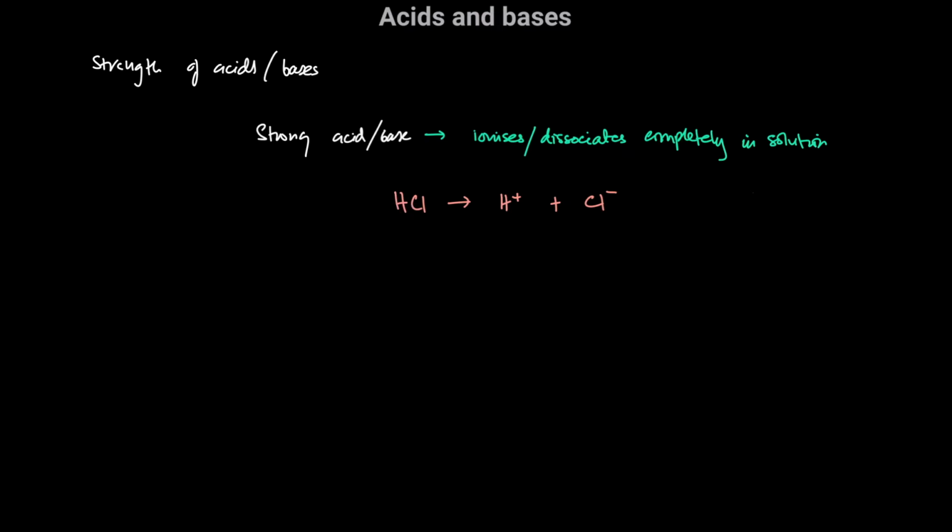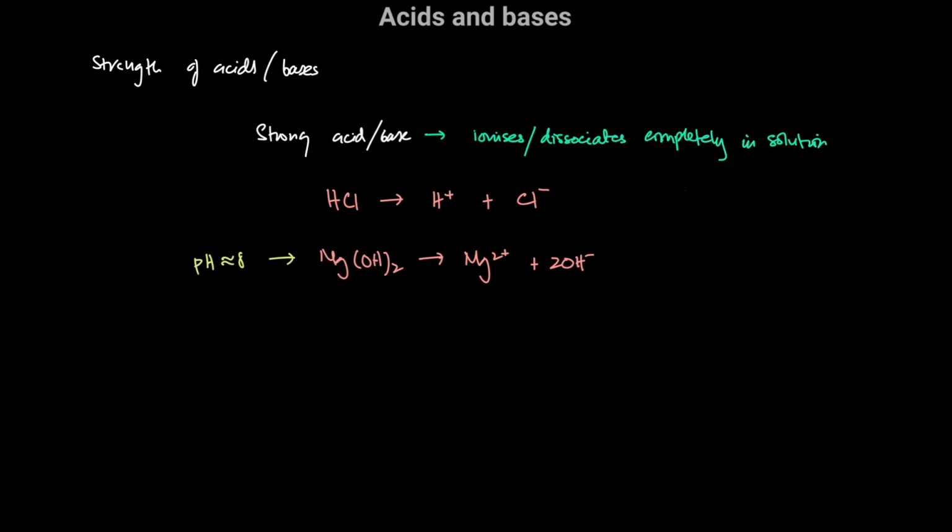Now consider the example of something like magnesium hydroxide. Magnesium hydroxide is considered a strong base. It ionizes completely in solution to form magnesium ions and hydroxide ions. However, the pH for this solution is roughly 8. That's a very low pH for a strong base. Why is that the case? This pH is affected by the solubility. Magnesium hydroxide is not very soluble in water. That does not necessarily make it a weak base.